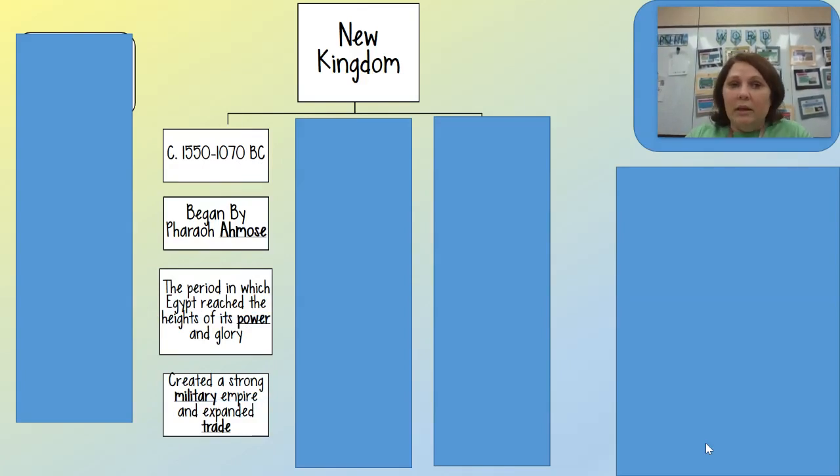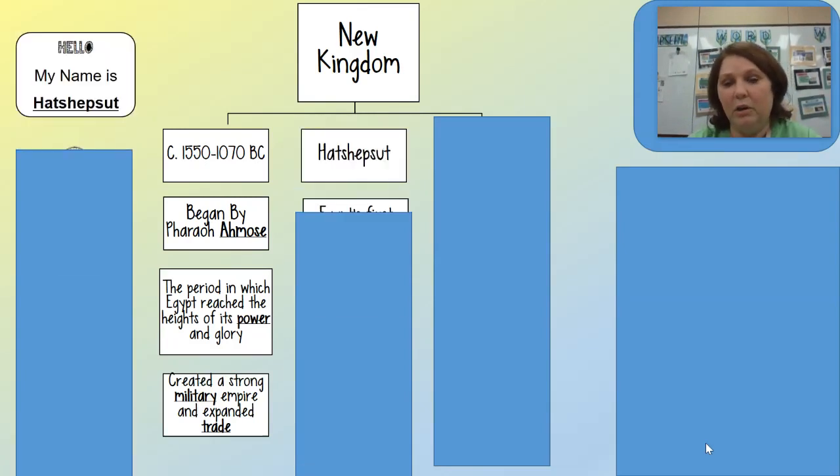So this kingdom is going to begin about 1550 BC, and it was begun by the guy who threw out the Hyksos, Ahmose. And this is when Egypt is at its best. We call that the height of its glory, its peak, its golden age. And it's better than it's ever been. And from here, it's just going to be downhill for them. But this is the good part. They're going to create a super strong military, and they're going to expand trade. And we're going to look at 2 pharaohs that do that.